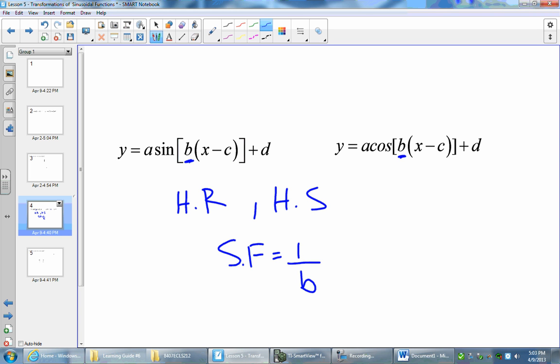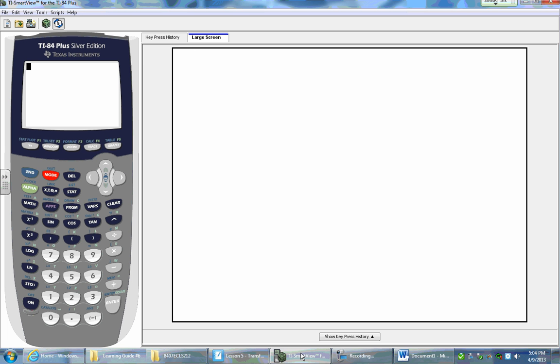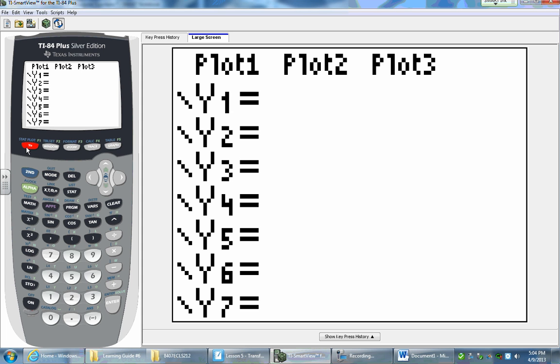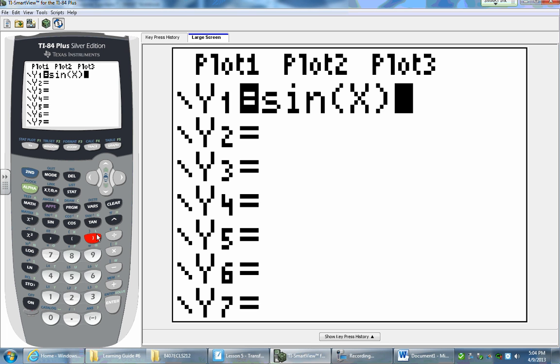So I'm going to show you today what happens when you change B when it comes to sinusoidal functions. We're going to use y is equal to sine x as an example again. So go into your calculator and plug in y is equal to sine of x. So that's the original graph, but now we're going to apply a horizontal stretch. Instead of your b value being equal to 1, let your b value be equal to 2 now.